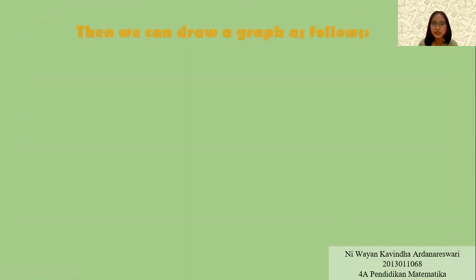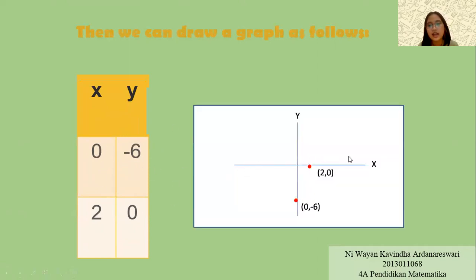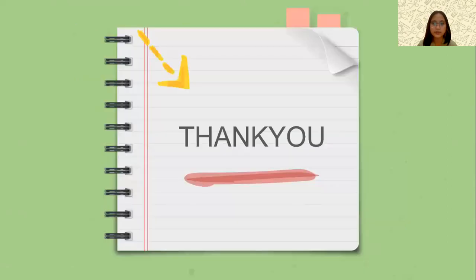Then from the table, we can draw the graph as follows. So this is the x-axis, the horizontal, and the vertical is the y-axis, and we get the point (2, 0) and (0, negative 6), and we draw a line, so we can draw a graph from the equations. So that's all that I wanted to tell you about straight line equations.